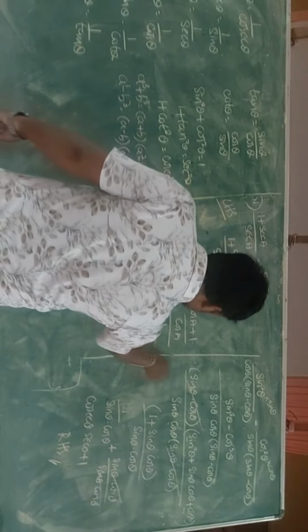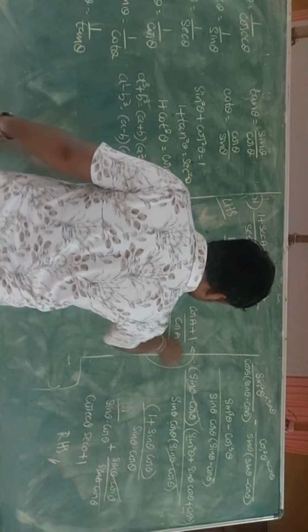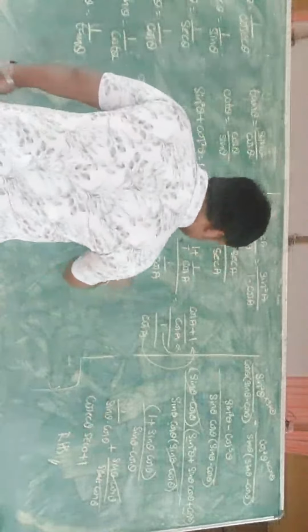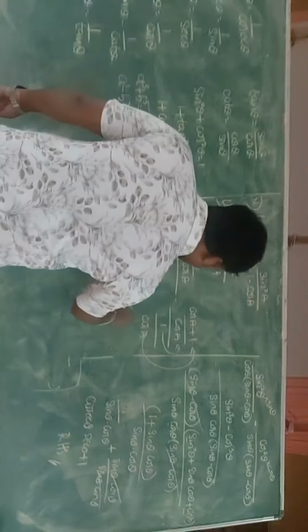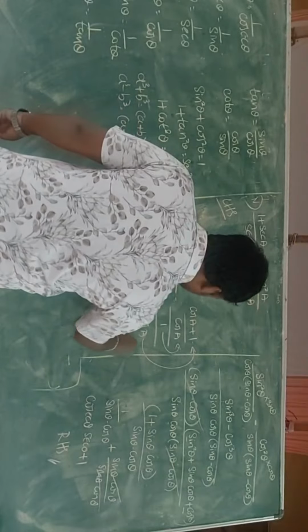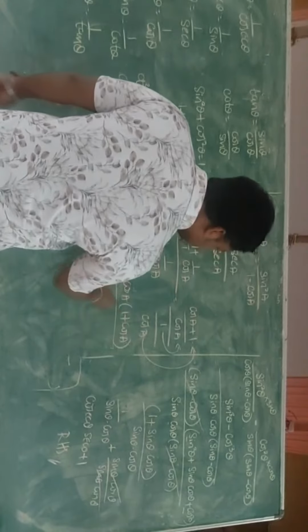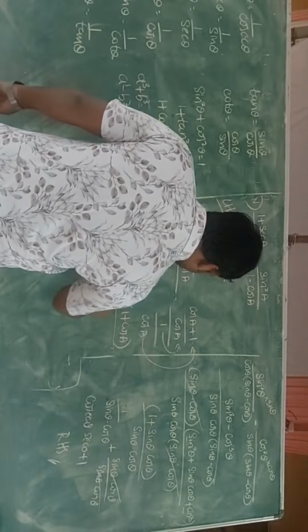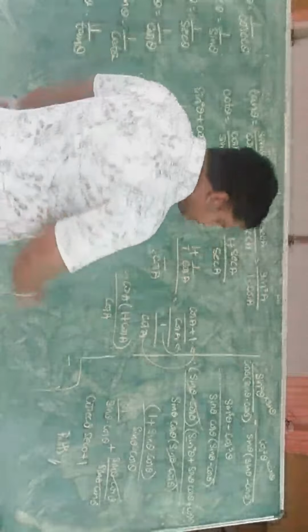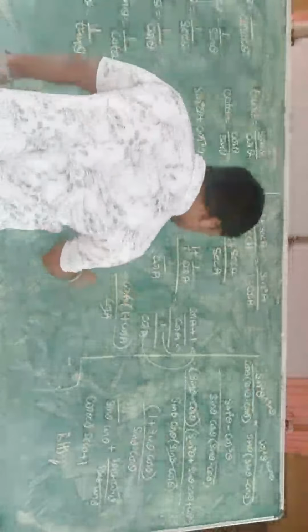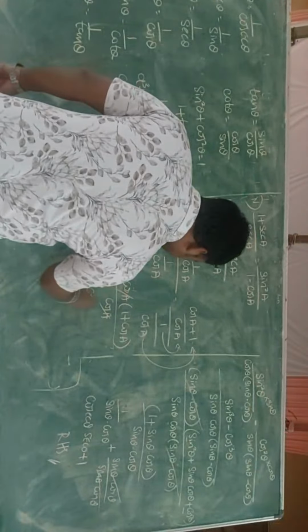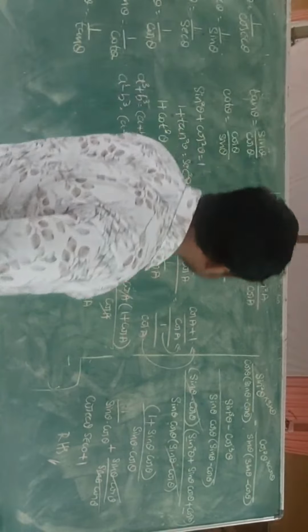Cos a into 1, cos a plus 1, divided by 1 upon cos a. I told you, this multiplies to the numerator and this multiplies to the denominator. So cos a into 1 plus cos a, or cos a plus 1, divided by cos a. 1 into cos a. Cos a cancels. 1 plus cos a is your answer here. Now we can check RHS.